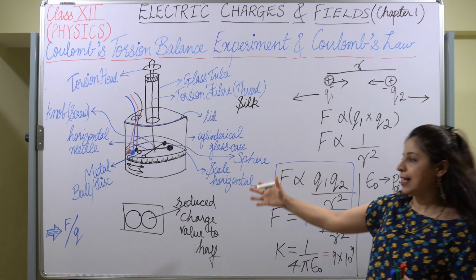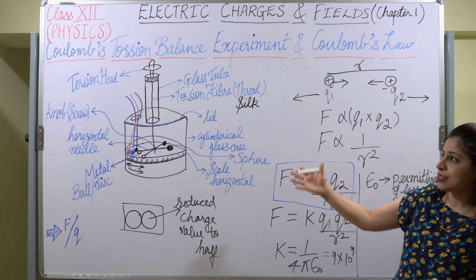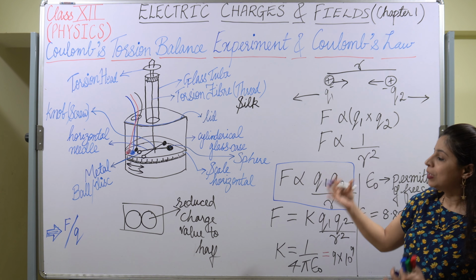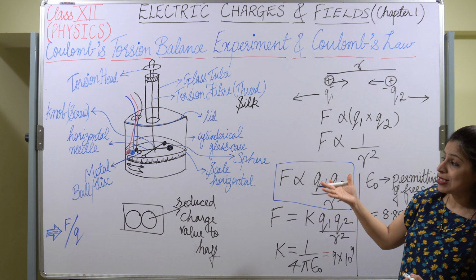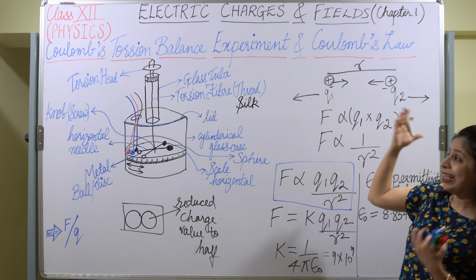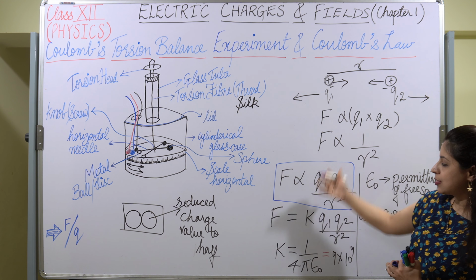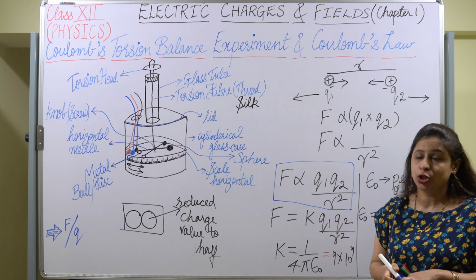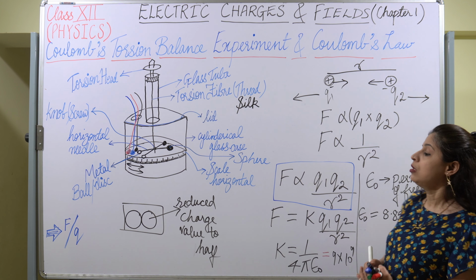Through this setup, Charles-Augustin de Coulomb, the French engineer and scientist, derived this Coulomb's law and demonstrated it through an experiment. So this is all about the experiment.